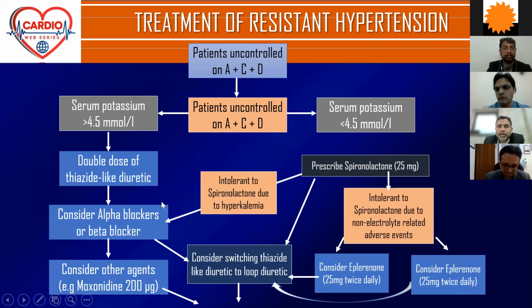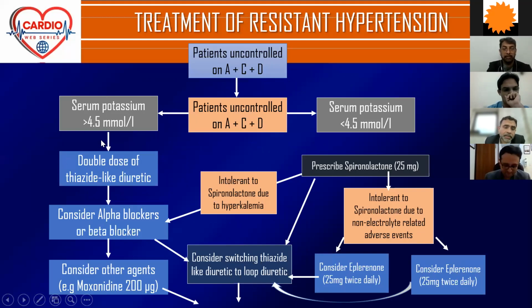Again, this flow chart describes that condition. You have a patient with resistant hypertension who is on ACD, that is an ACE-ARB, calcium channel blocker, and diuretic. The next step would be to check a potassium. If potassium is less than 4.5, consider spironolactone. If the patient is intolerant, develops hyperkalemia or other issues, then you can consider eplerenone, or you can consider switching them to a thiazide or loop diuretic.